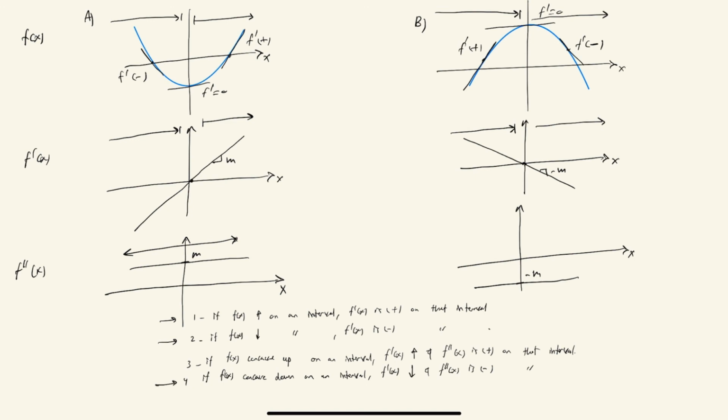Note in here, this function is concave down, so I'm going to jump to part 4. If f of x is concave down, then f prime of x is decreasing, and f double prime is negative. So we can see here for the first derivative, it's decreasing in value. And then for the second derivative here, we can notice the graph is below the x-axis, it's negative. So all these rules are satisfied in graphing the derivatives.